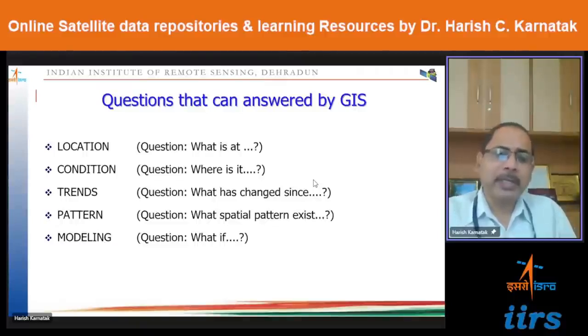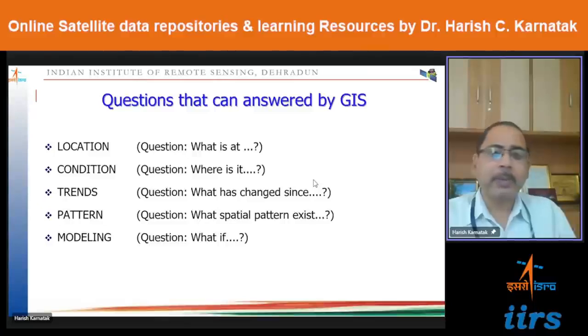If this kind of trend is available, it will be very useful for many activities, including agriculture. For example, suppose I want to plan a harvesting strategy for my locality, or I want to understand what kind of agriculture I can grow here, then these patterns can help us. So pattern analysis or pattern recognition is one of the important capabilities of GIS.